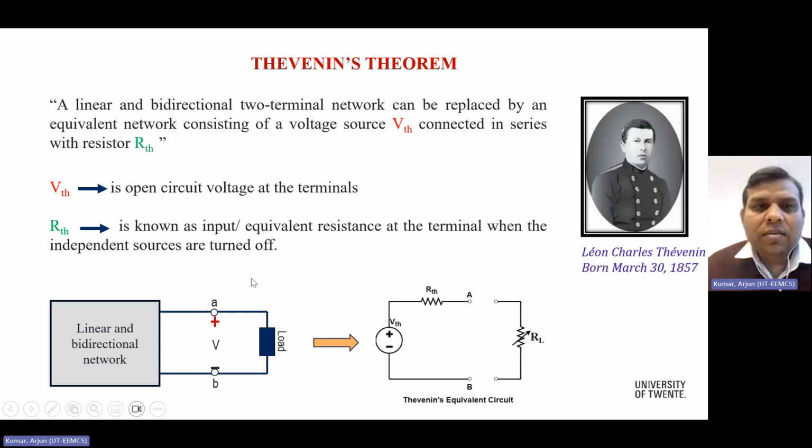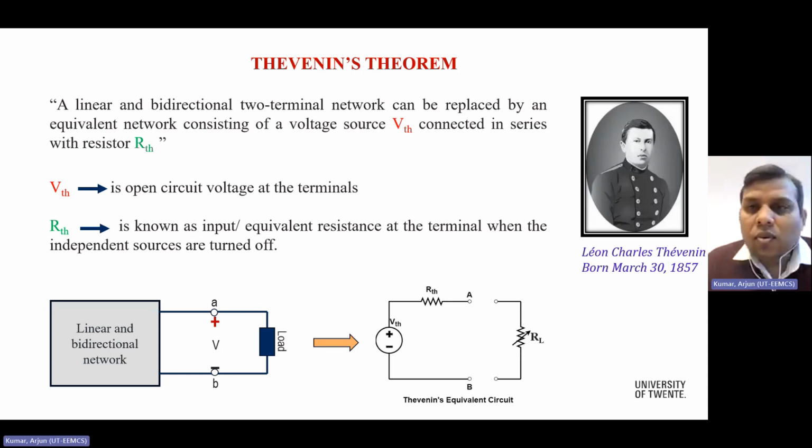The question is why we require this theorem. In any complex network, we have a fixed network and there is a load. If you change the load every time, then every time you have to do the analysis to find the voltage and current in that particular load. The advantage of the Thevenin theorem is that the fixed network is converted in the form of Thevenin voltage and a series connected Thevenin resistance. Later on, you can connect your variable load and easily find out the voltage and current in that load by applying KVL and KCL.